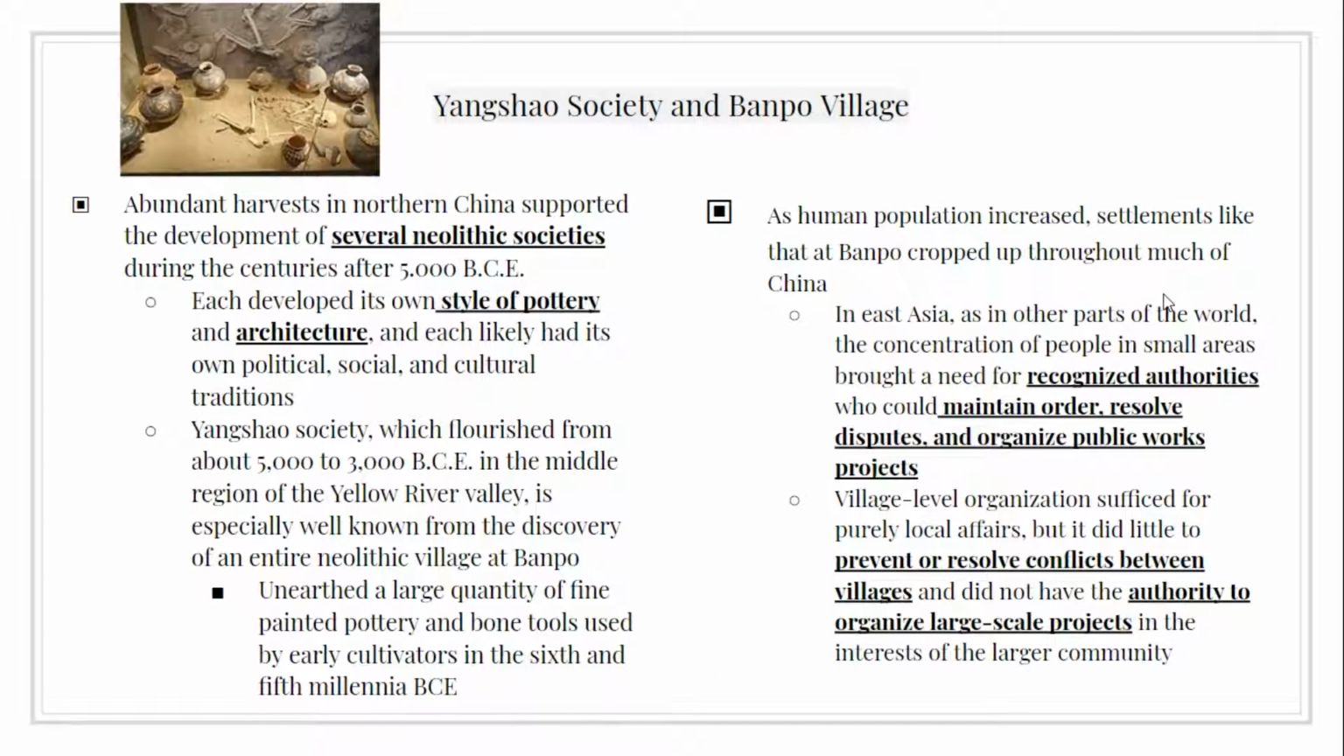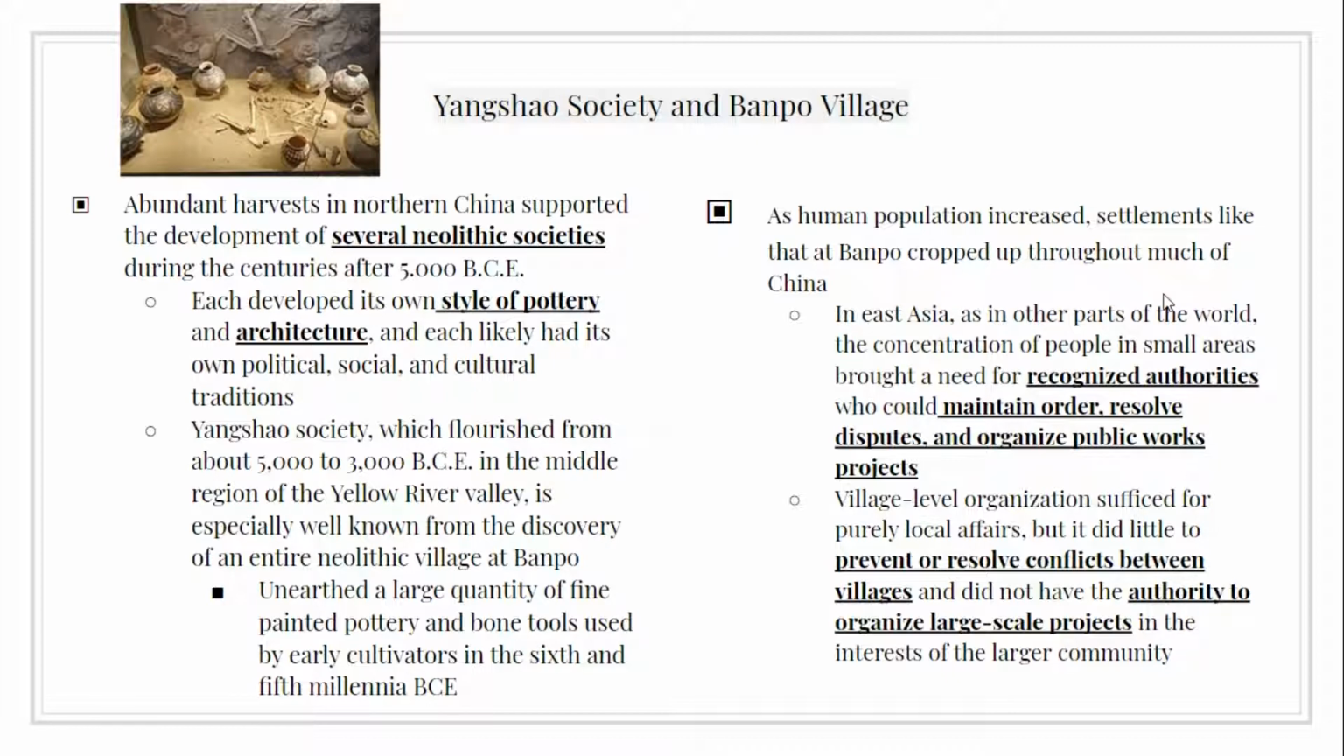So the abundant harvests in northern China supported the development of several Neolithic societies during the centuries after 5000 BCE. And we're going to look at one specific society and village: the Yangshao society, and the Banpo village. With all of these different Neolithic societies, they all developed, interestingly enough, their own style of pottery and architecture.